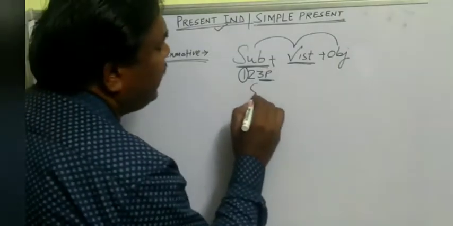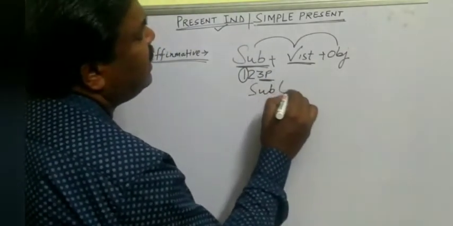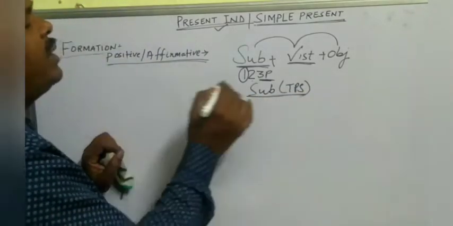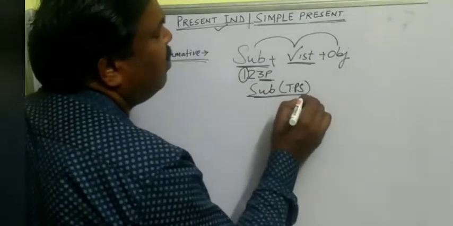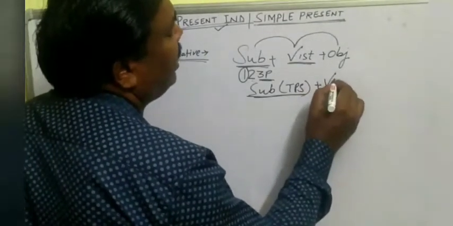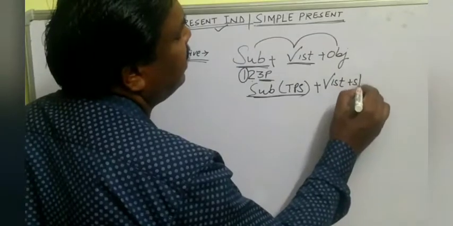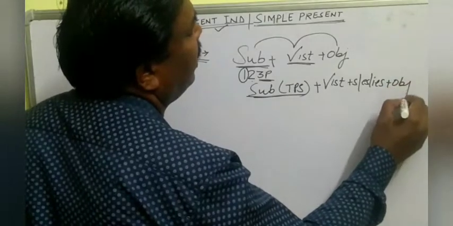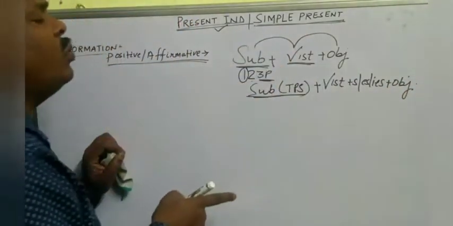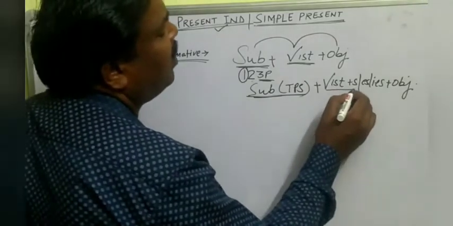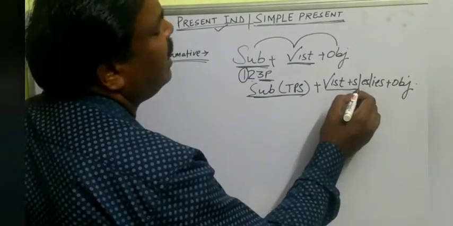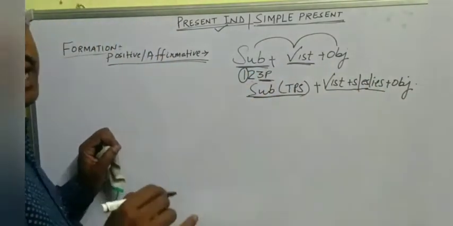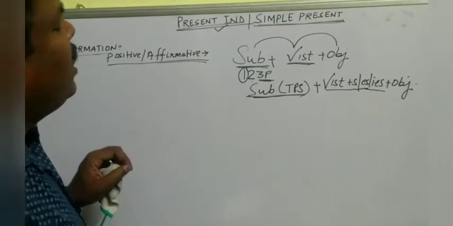But if the subject is TPS, means third person singular number, then we shall use first form of verb plus s or es or ies plus object. I have already told you where we shall use first form of verb plus s, where we shall use first form of verb plus es, and where we shall use first form of verb plus ies. Okay, so examples.